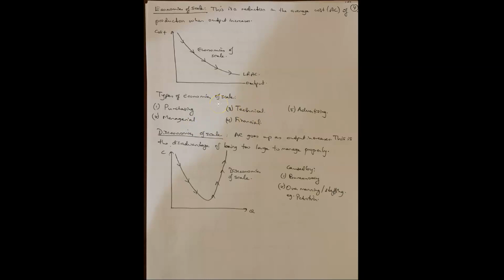Technical economies of scale. Well, technical economies of scale is when you start using technology, sophisticated technology, which in turn reduces your cost per unit, right? Then you've got financial economies of scale.